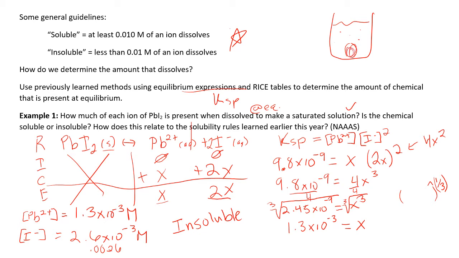And then the second part is, how does this relate to the solubility rules learned earlier this year? Well, our solubility rules, the NaAs, so N was nitrate, we've got ammonium, acetate, and the alkali earth metals. Those are the ones that are always soluble. Well, lead iodide doesn't contain any of those. So according to our solubility rules, lead iodide would be insoluble, and according to our calculations, lead iodide would be insoluble. So they support each other, right?